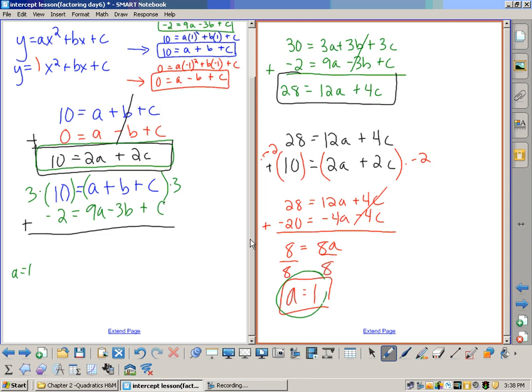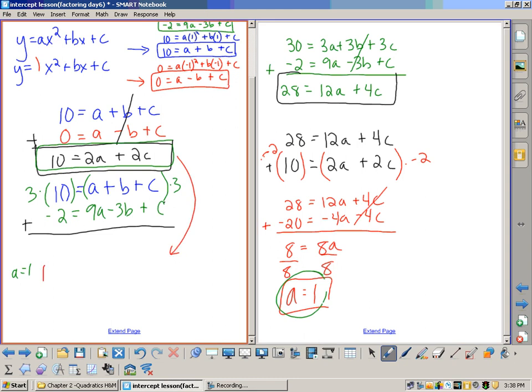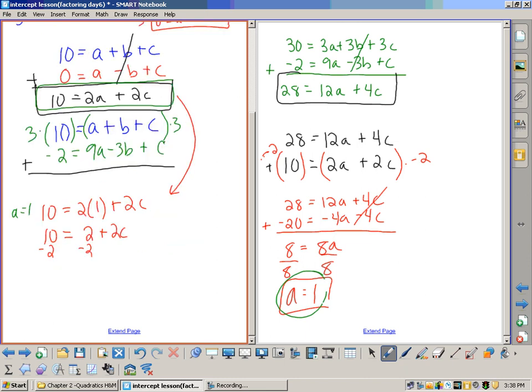So now I'm going to sub in 1 for this equation here. I'm going to have 10 equals 2 times 1 plus 2c. Now I'm going to solve for c. So I get 10 equals 2 plus 2c, subtract 2, 8 equals 2c, divide by 2, divide by 2. Alright, so c equals 4.